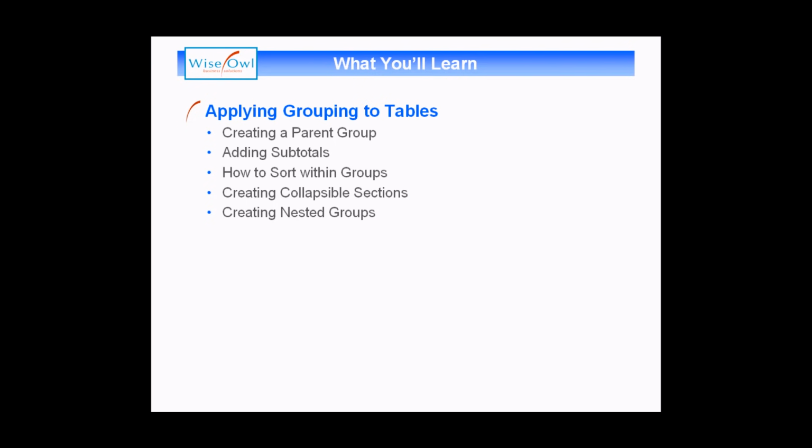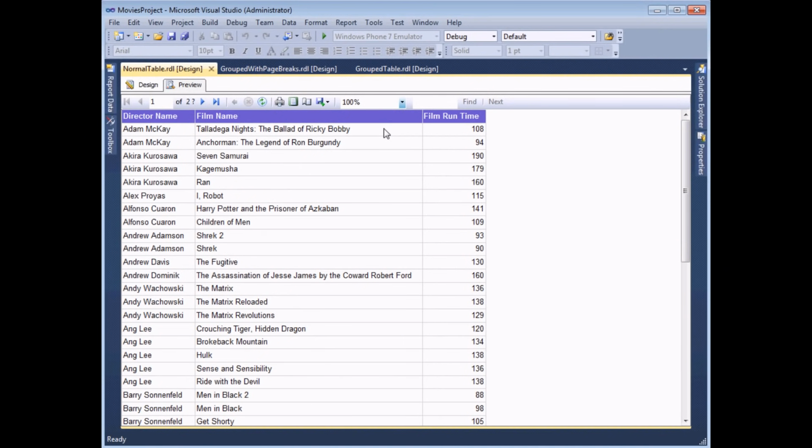So let's get started. Most reports in reporting services will be based on a simple table like the one shown here. So you have several column headings, director name, film name and film runtime, and information listed on different rows below the headings. The aim of this exercise is to move on from the basic table layout into grouped tables.